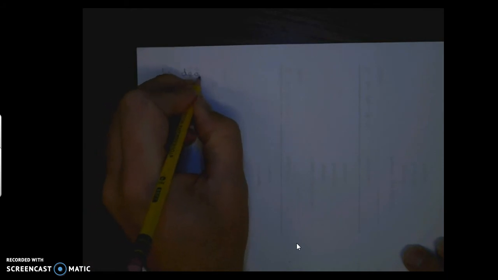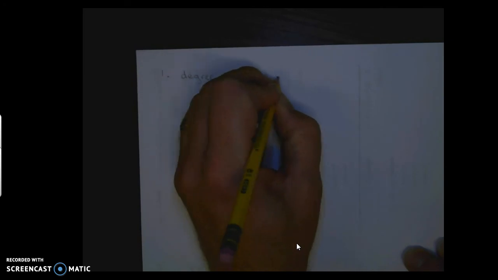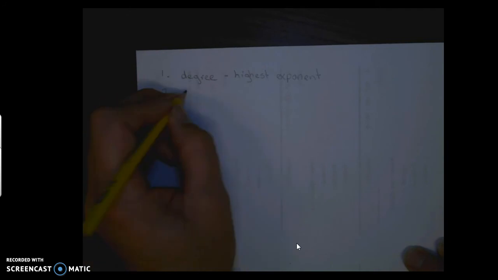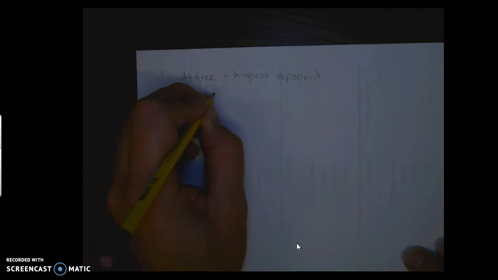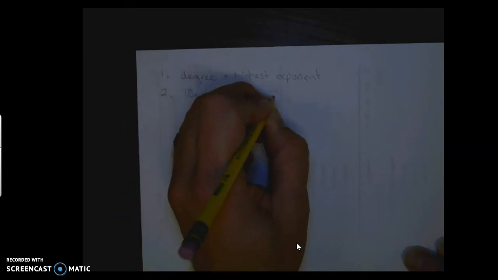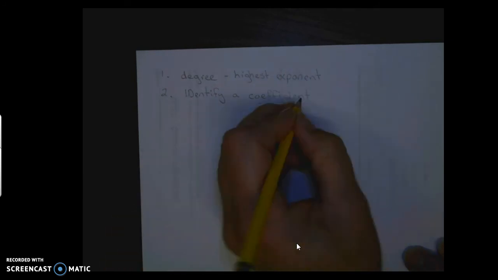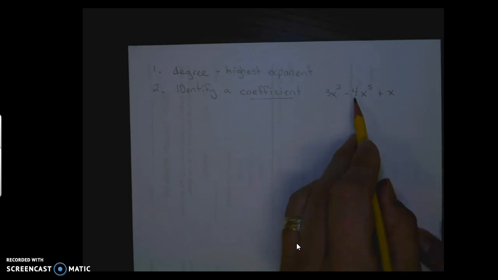Okay, quiz review. What you need to know for your quiz tomorrow is, number one, you need to be able to give me the degree of the polynomial. And remember, degree means the highest exponent. Number two, you're going to need to be able to identify a coefficient. Remember, the coefficient on a term is the number part. So if I had 3x squared minus 4x to the fifth plus x, the coefficients would be 3, negative 4, and 1.